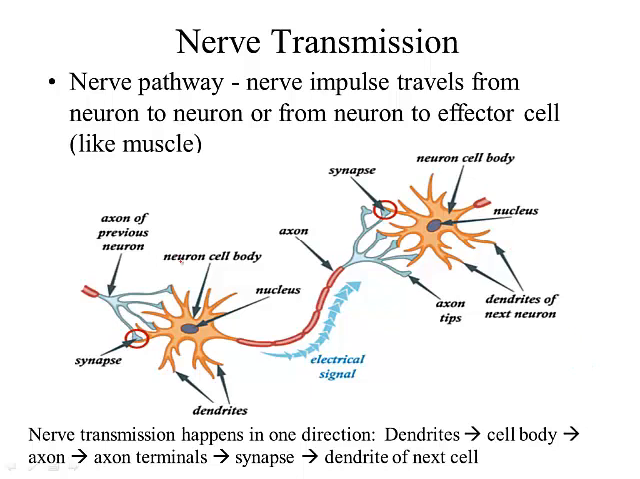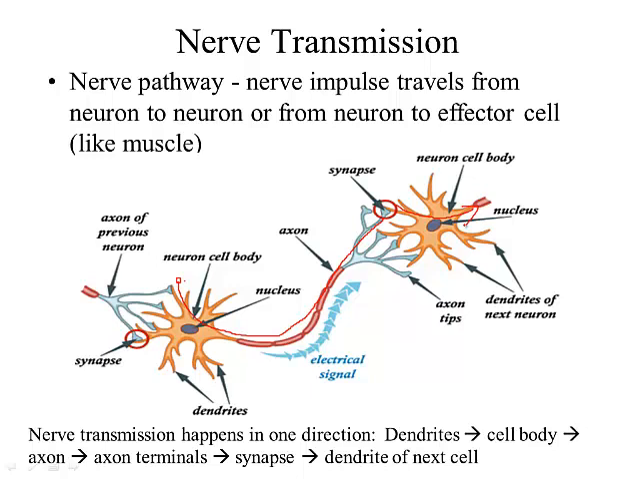So it will start at a dendrite, which would be like right here, and then it will move through the cell body, down the axon itself, till you get to the axon terminal. Then the impulse will come to the synapse, where a neurotransmitter, a chemical reaction, is going to occur, and then the dendrite of the next cell will be stimulated, and then we will continue on with this process.